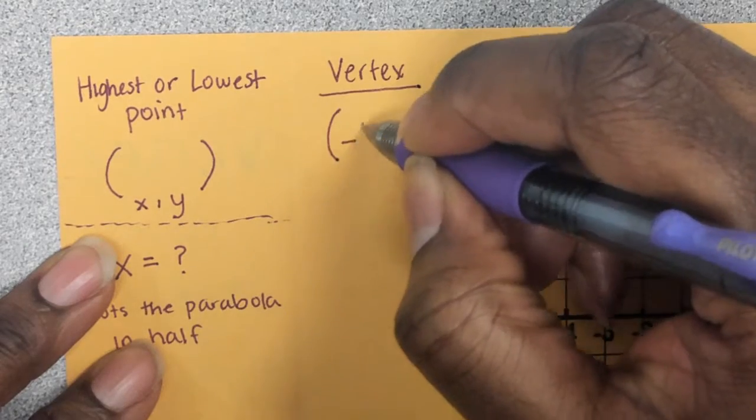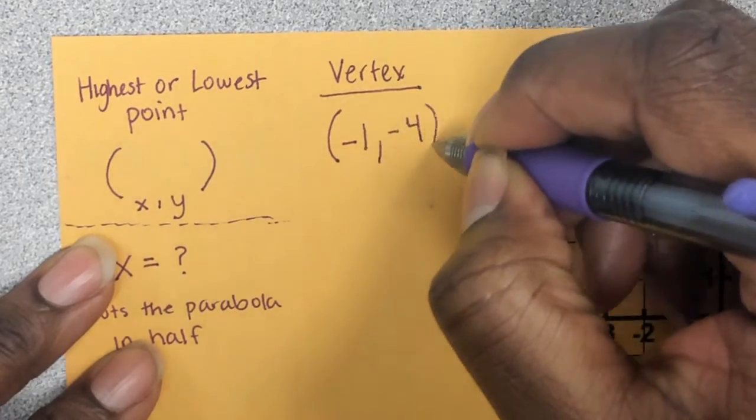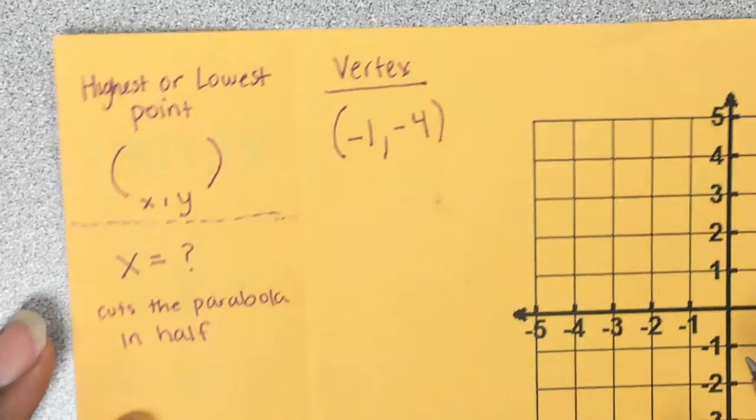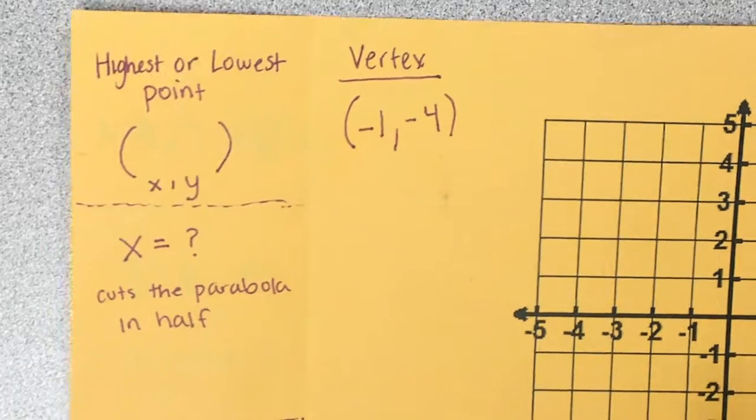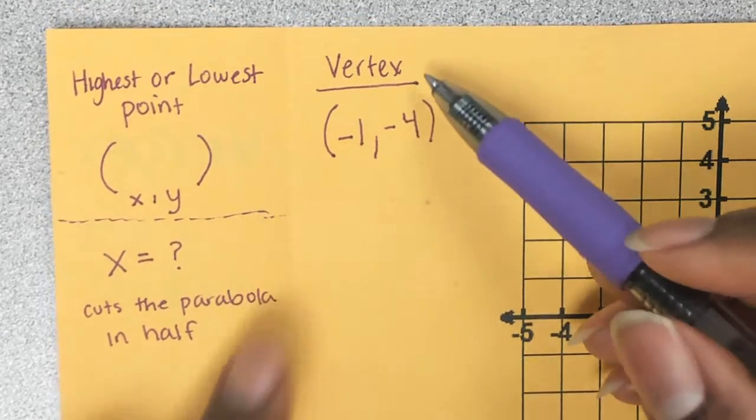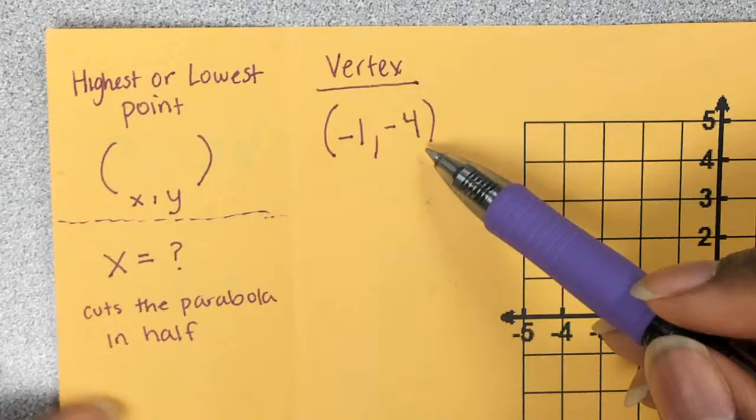So the vertex is -1, -4. Stop talking to him because he wasn't here yesterday. He needs to pay attention. You're talking to me. Shh.